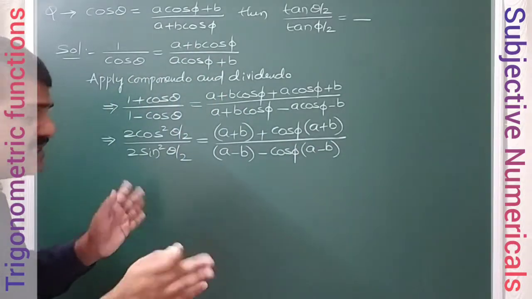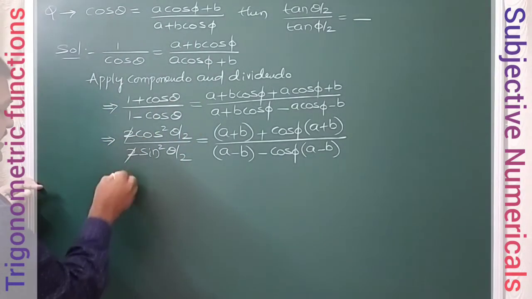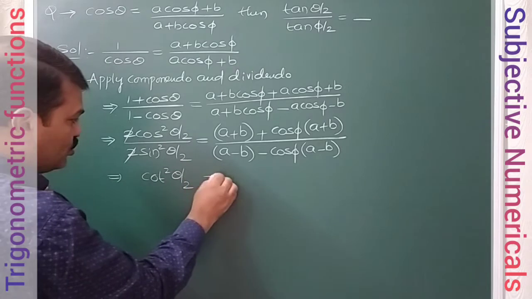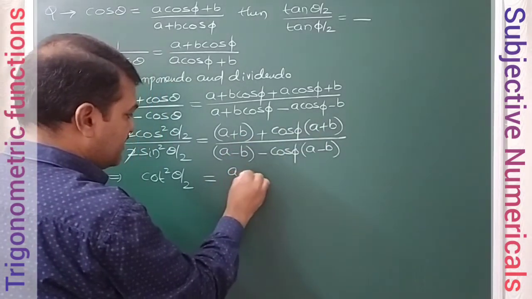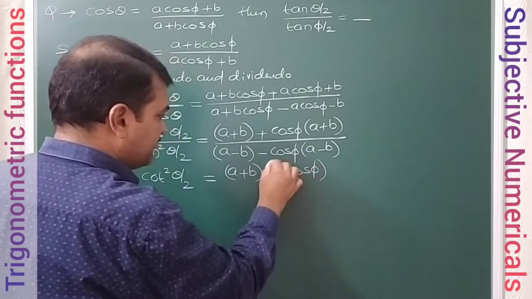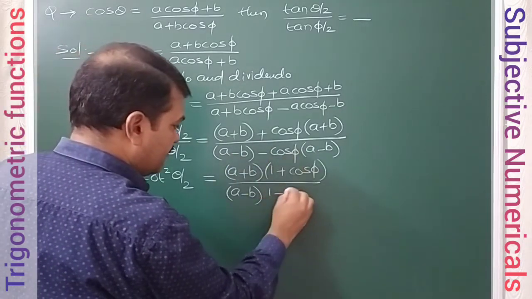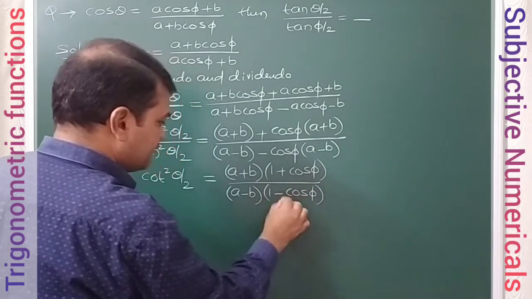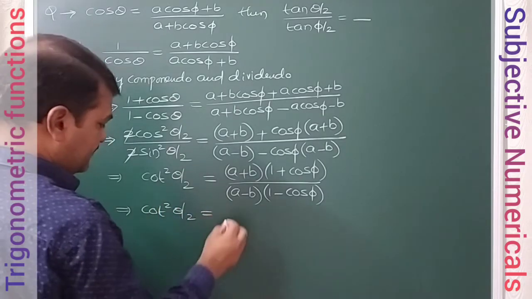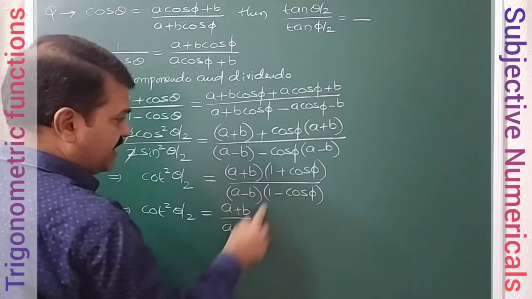So the simple 1 plus cos theta, 1 minus cos theta formula applications only we will use in this problem. So 2 cancel here of course. So cos square by sin square means cot square theta by 2. In the numerator a plus b common. So 1 plus cos phi is left. Denominator a minus b is common. 1 minus cos phi is left. Okay, so therefore we are getting cot square theta by 2 by cot square theta by 2 is equal to a plus b by a minus b, and what is this?